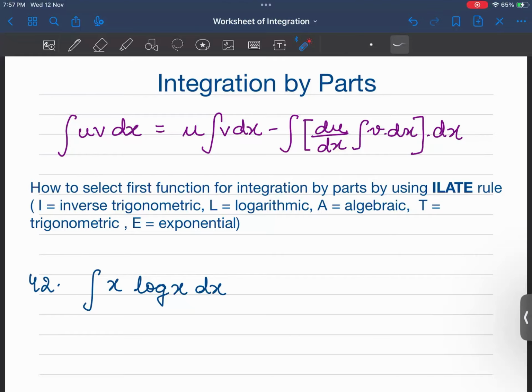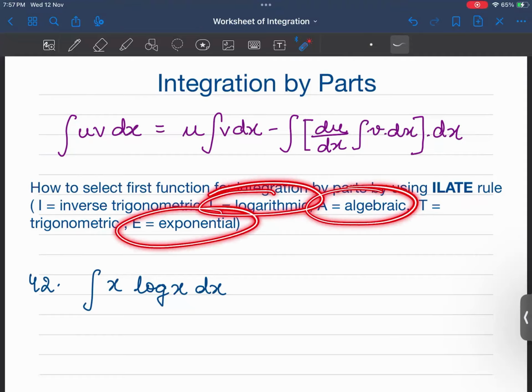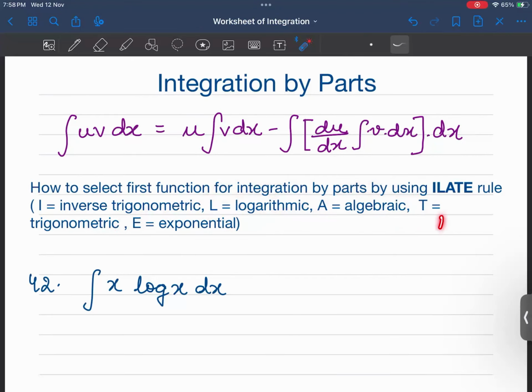How to select the first function for integration by parts is using a simple rule, the ILATE rule. I means inverse trigonometric, L is logarithm, A is algebraic, T is trigonometric, and E is exponential. The best part in your BCom honors as of now is that you don't have inverse trigonometric in your syllabus. It's not there. You don't even have trigonometry. So you are left with only 3 parts: logarithm, algebraic, and exponential. We can say we have only L, A, and E.